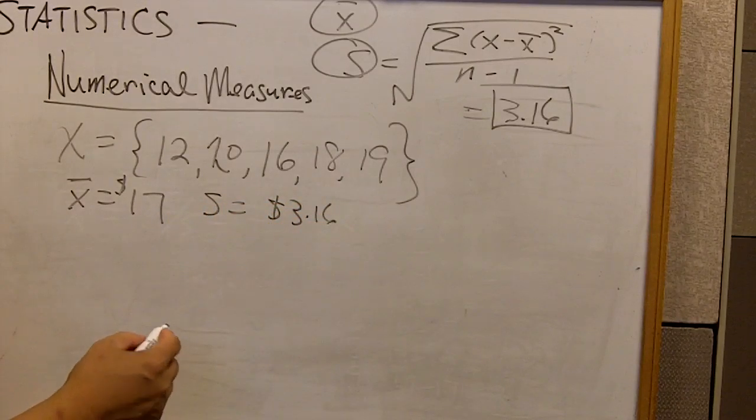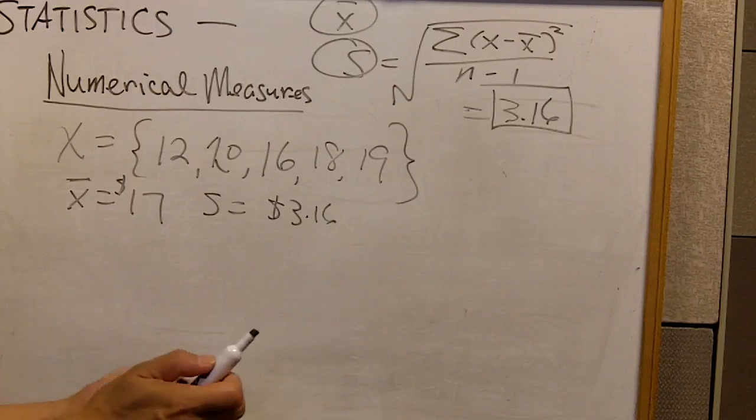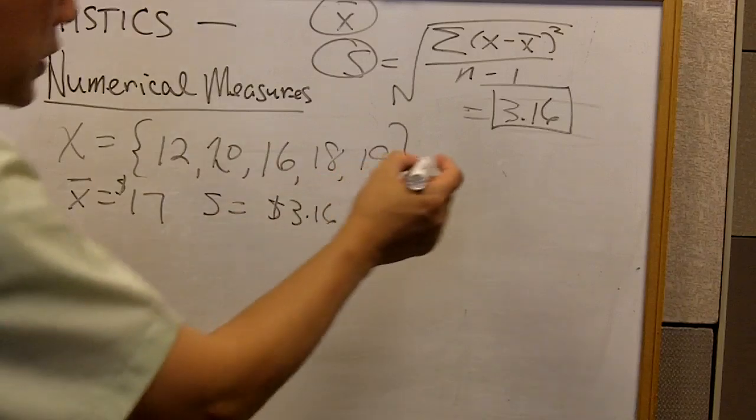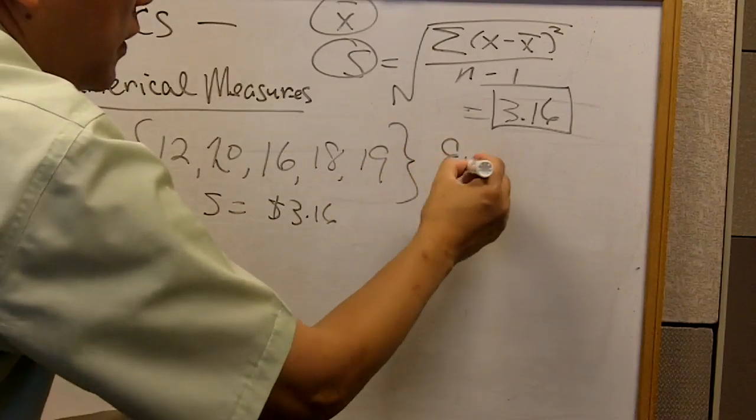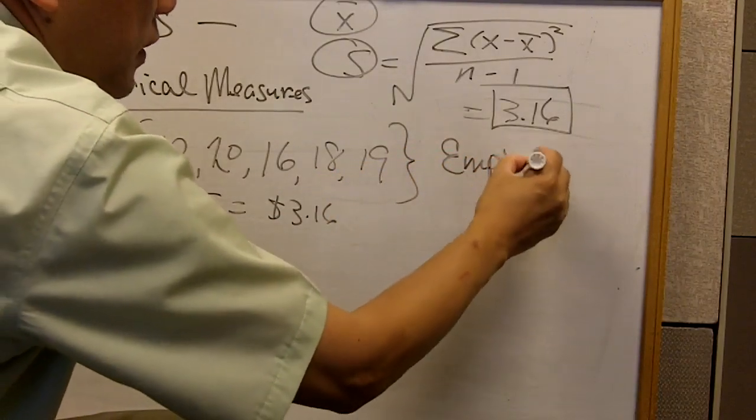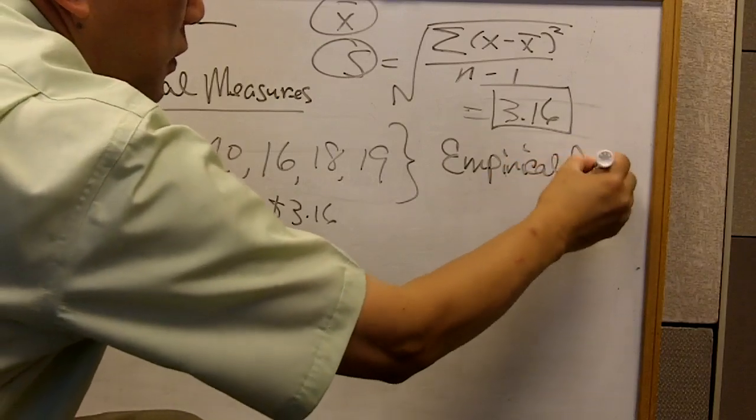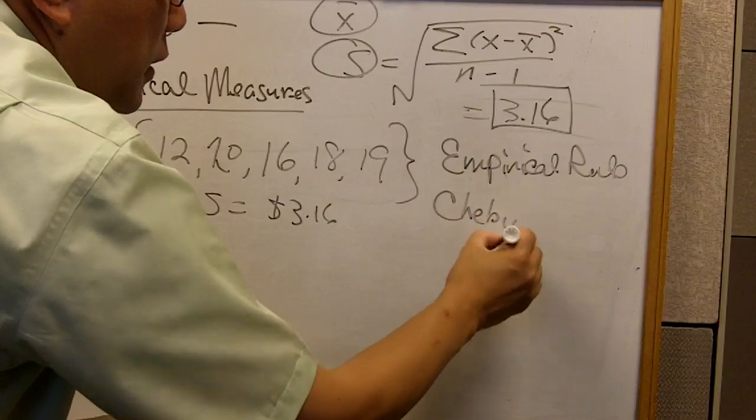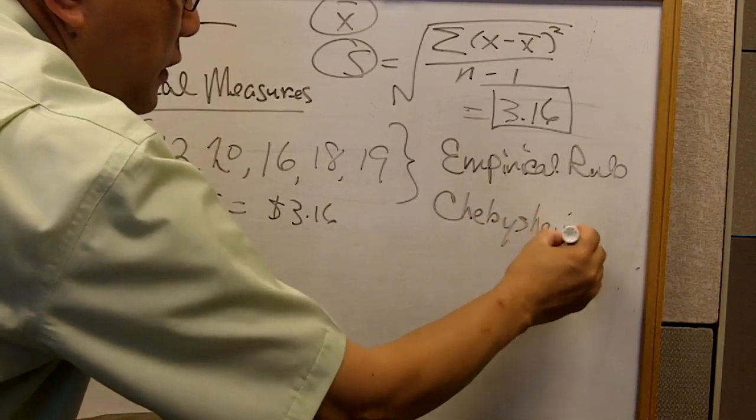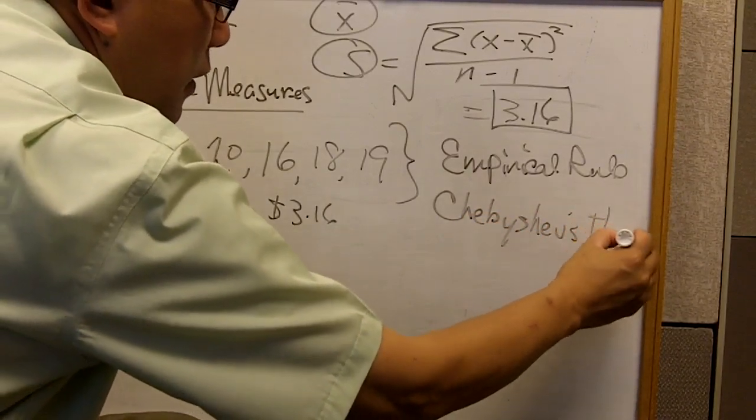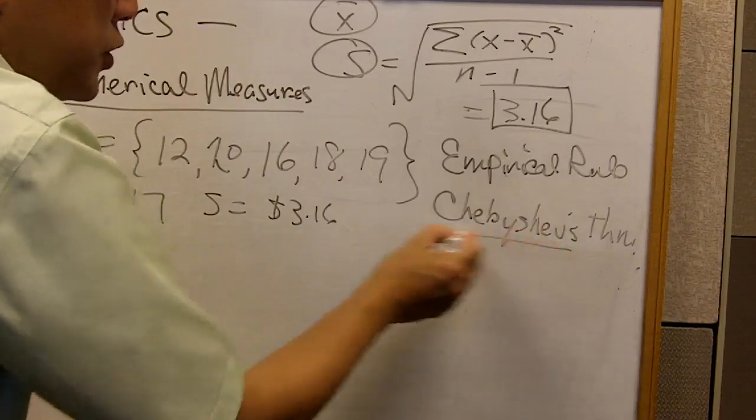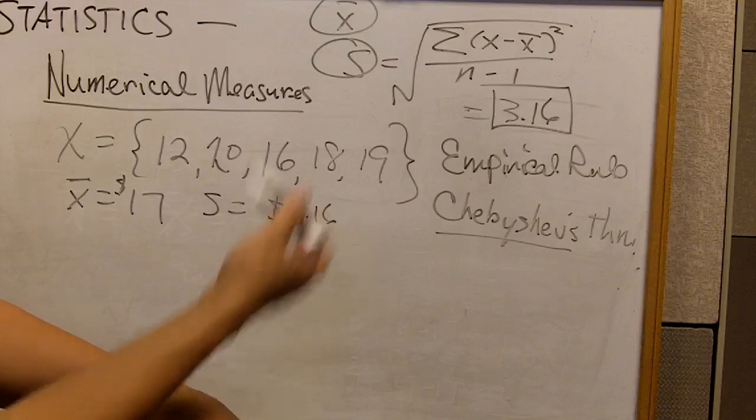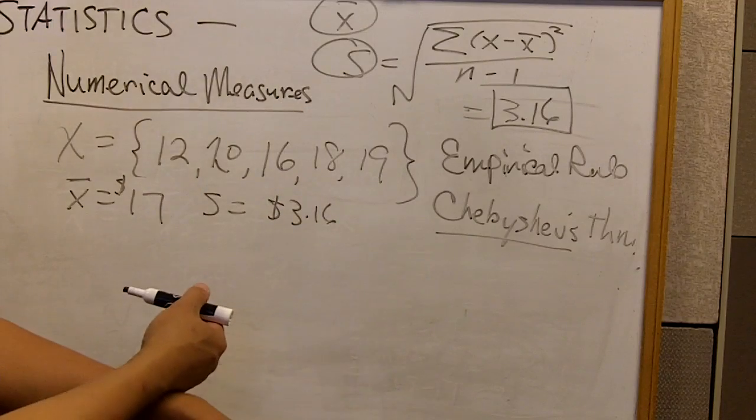And there are a couple ways to put these two statistics together. One is called the empirical rule, and the other is called the Chebyshev theorem. And Chebyshev is a Russian statistician, so that's why it might not sound familiar.